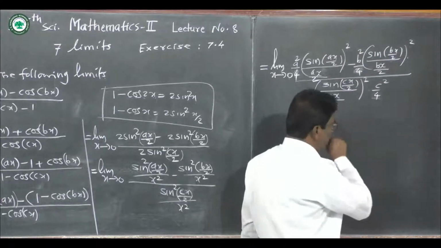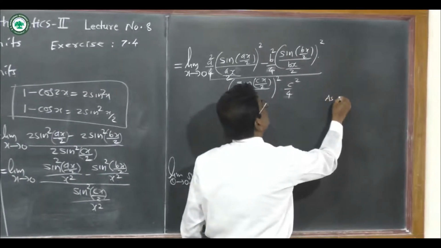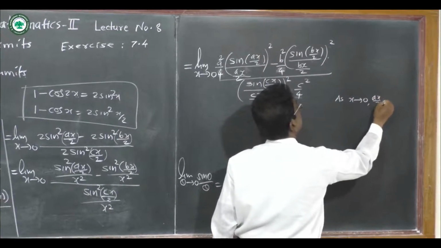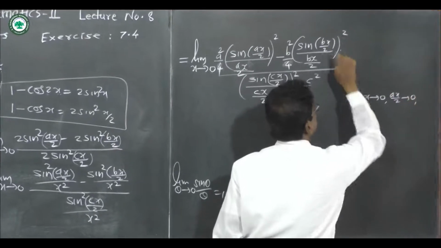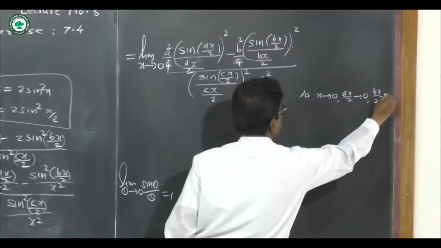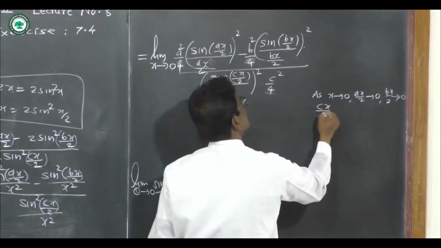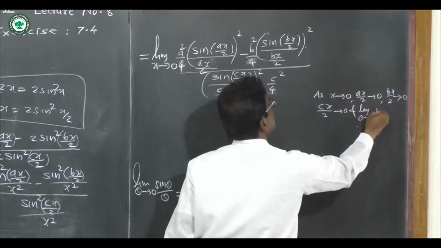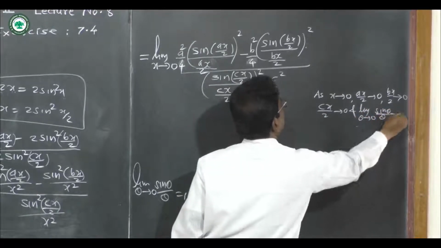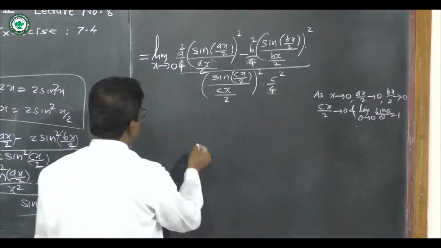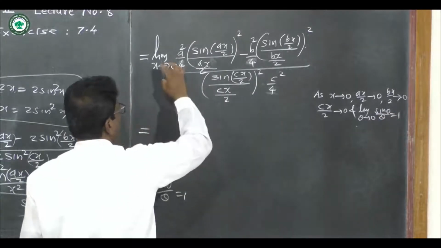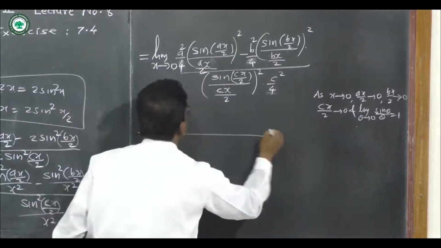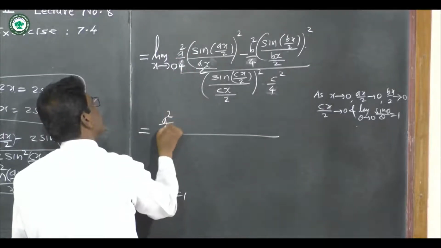See here, as x tends to 0, ax upon 2 tends to 0, also bx upon 2 tends to 0, also cx upon 2 tends to 0, and using the standard formula, that is limit theta tends to 0, sine theta upon theta, that is equal to 1. Okay, so it is equal to, firstly we take limit separately to this part, this and this, and therefore we get here a square upon 4 as it is.